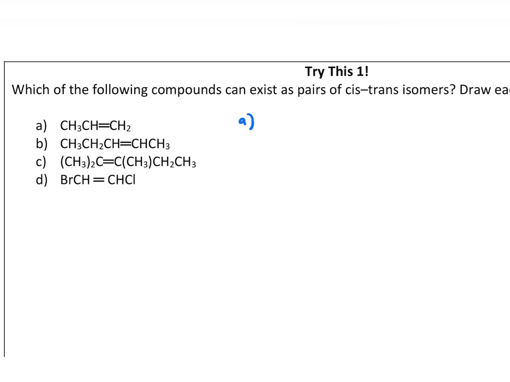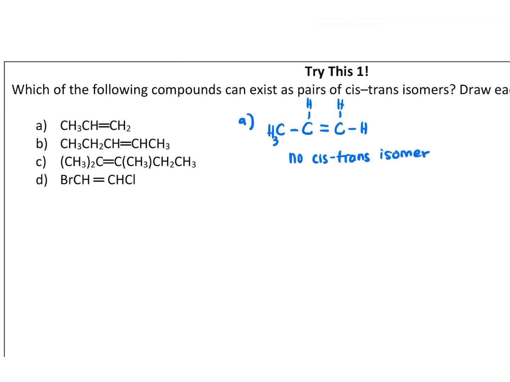Okay, so for A, CH3, CH, semua tu kita expandkan dia. Okay, so that we can see clearly apa bonded dengan apa. Okay. So CH2 hujung, over here ada CH and then this is CH3. So we can see that this carbon here bonded dengan 2 hydrogen. So possible or not to have cis trans isomer? The answer is no. Okay, no cis trans isomer for this one.